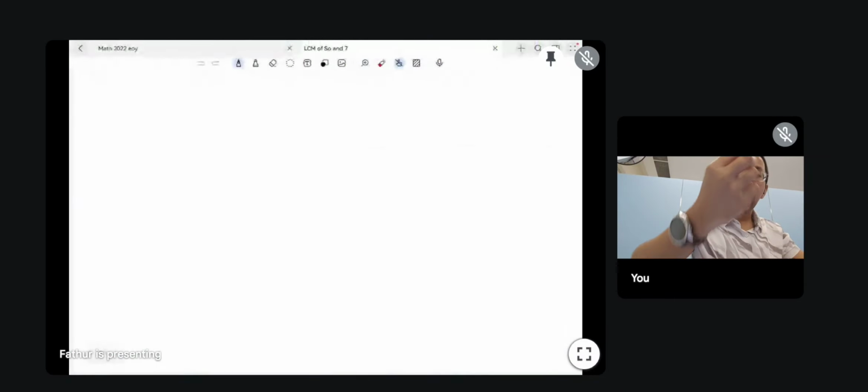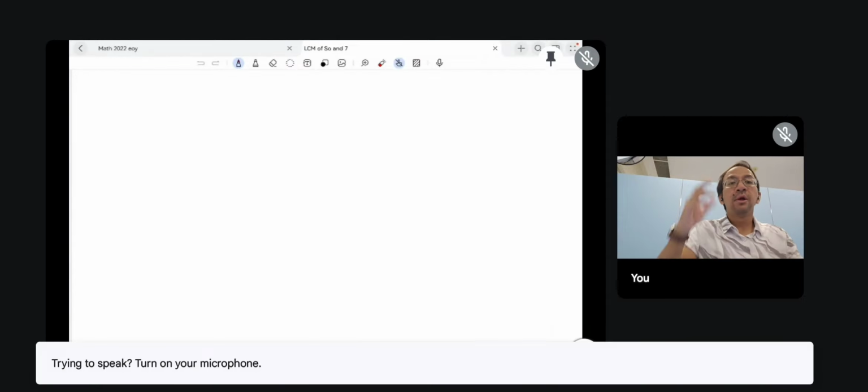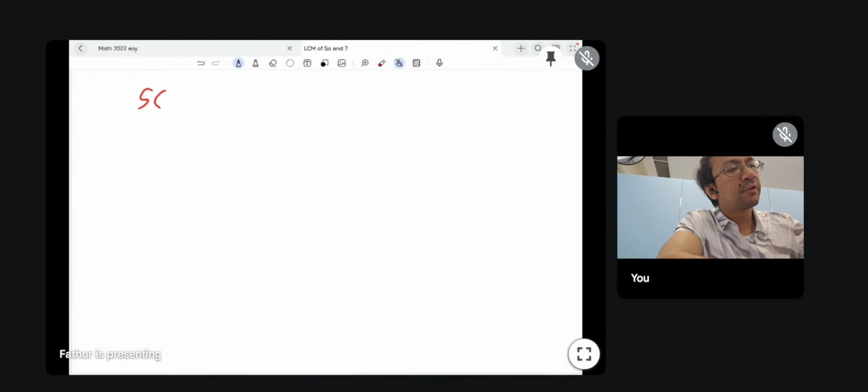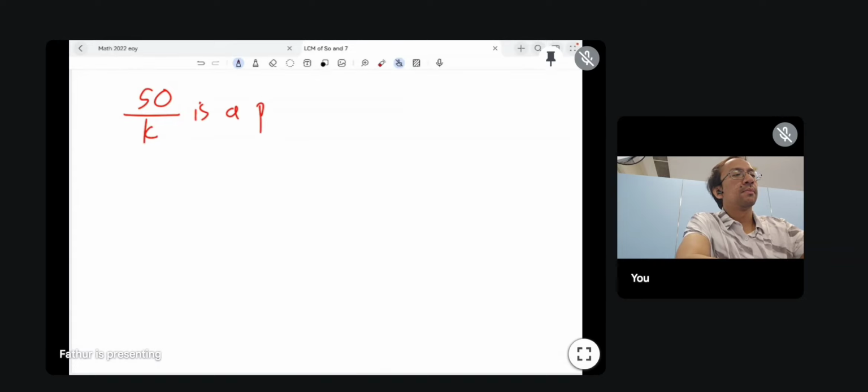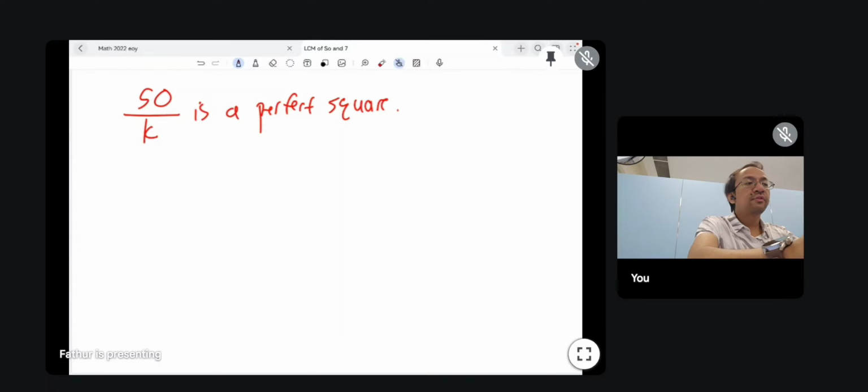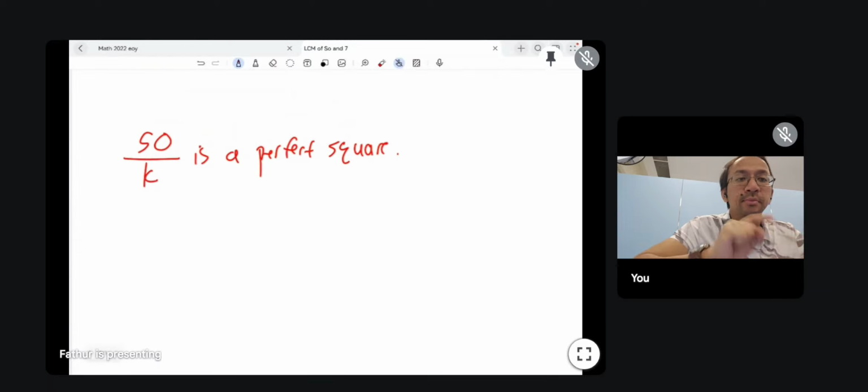About perfect squares, we talk about the product of, say, 20A, 20K, 56K, 56B or whatever. It's all multiplied, right? What if they tell you 50 over K is a perfect square? This one will be the opposite of 50K. Remember the previous concept?